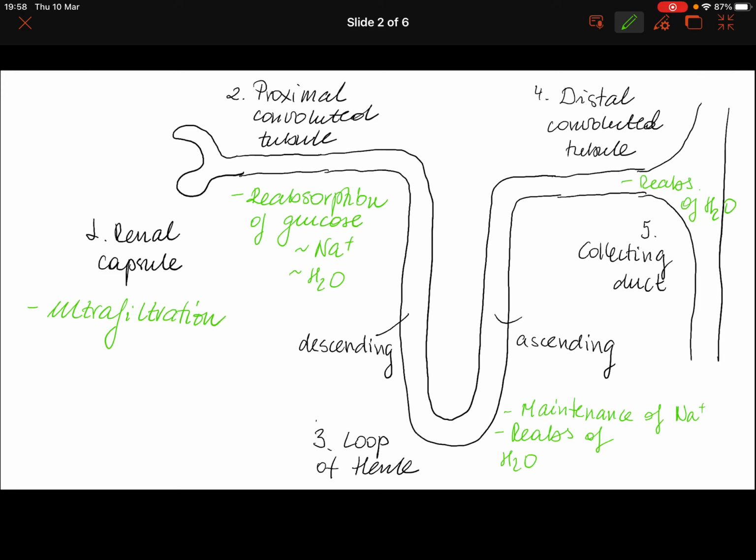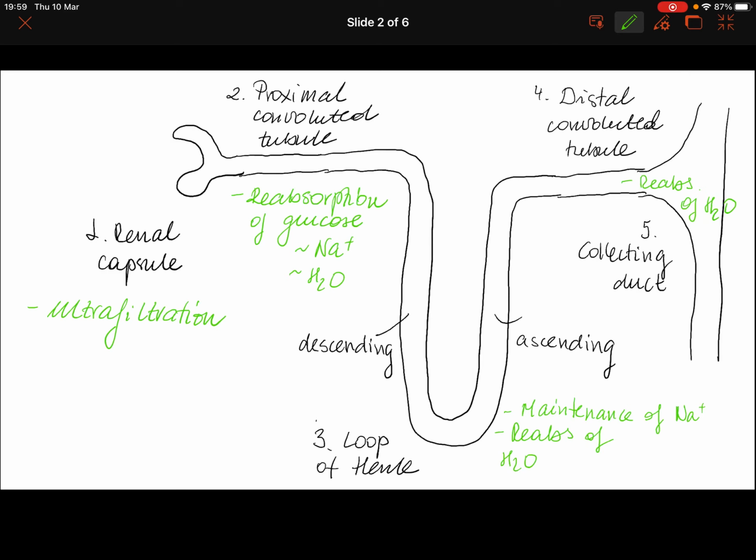Okay, so to summarize the main structure of the nephron and the main processes that are taking place at them, we've started with the renal capsule. Renal capsule is the first part of the nephron where the ultrafiltration, so the initial formation of the glomerular filtrate, is taking place. After the renal capsule, we can see the proximal convoluted tubule, which is responsible for the reabsorption of glucose. We will also see some reabsorption of sodium ions and water.